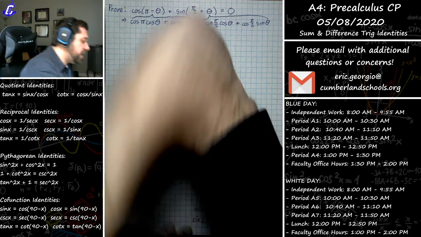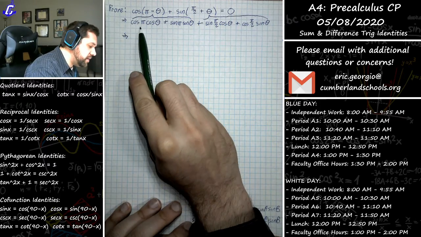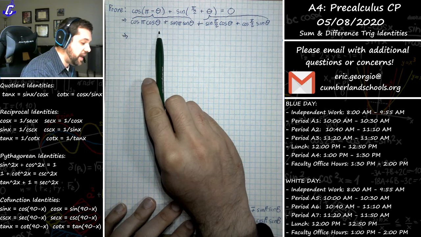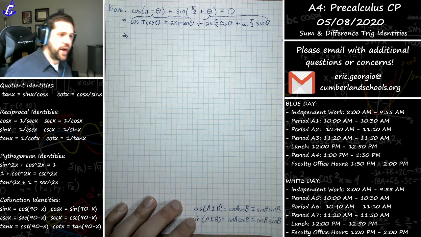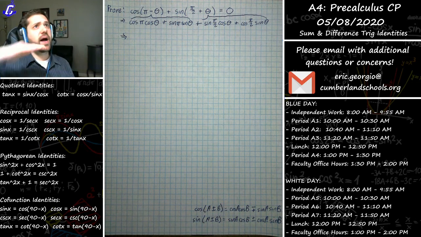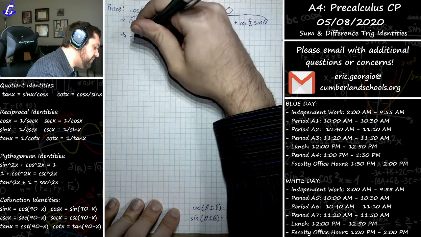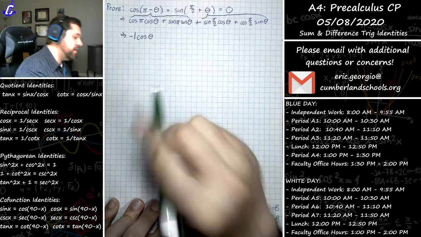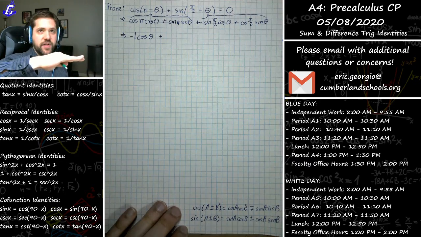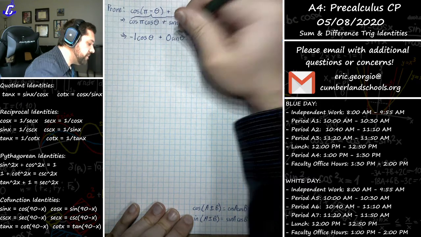Now I can see how I can combine these terms together, if at all. It doesn't look like we have any like terms per se, but let's see if we can do a little bit of work with figuring out these exact values. What's the cosine of pi? Pi is 180 degrees, so the cosine of pi would be -1. So I have -1 times the cosine of theta. Plus, what's the sine of pi? Well, pi is 180 degrees. The sine of pi is 0. You don't move vertically at all to get to 180 degrees.